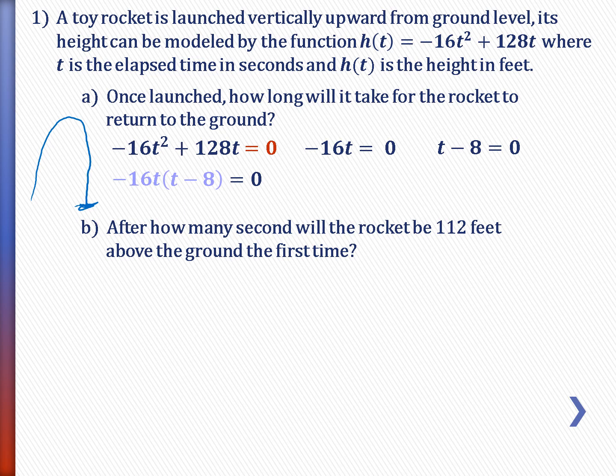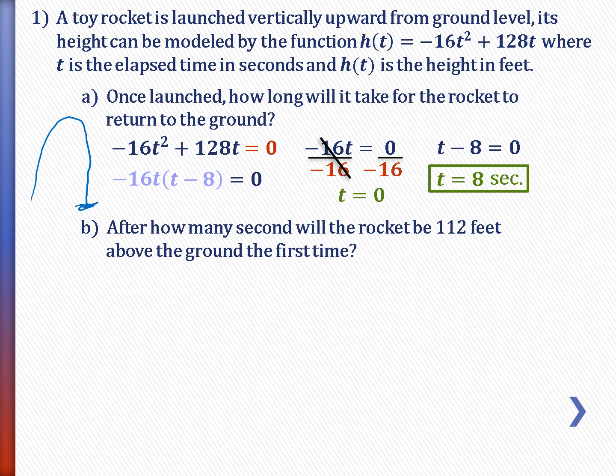When I solve the first equation, I divide by negative 16. That gives me a time of 0. When I solve the second equation, I get a time of 8. So the question wants to know, when will it return to the ground? That is going to be 8 seconds, because it launches at time 0 and then falls back down to the ground at time 8 seconds. All right, so the answer to that question is 8 seconds.